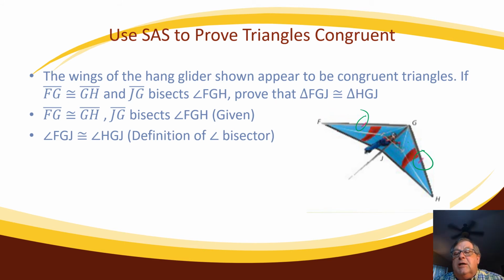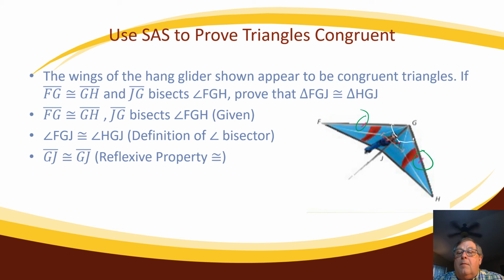angle FGJ, which is located right here, FGJ, right here, is congruent to HGJ, this angle here. Well, they're congruent because that's the definition of an angle bisector. Since segment JG bisects the bigger angle FGH, follow along, let your eyes take that trip, then those two smaller angles are congruent because that's what a bisector means, cut it in half.